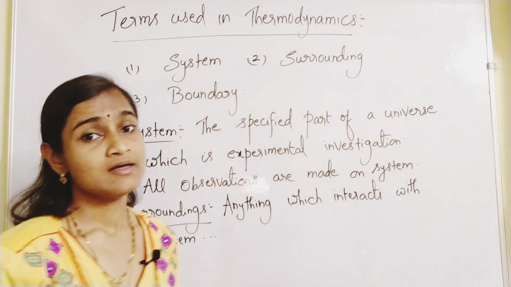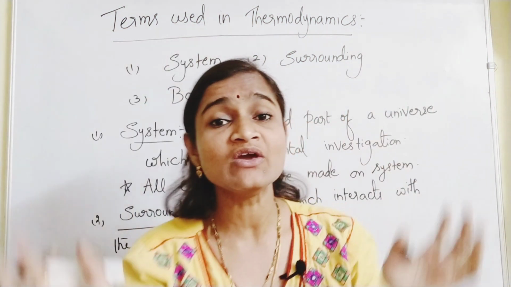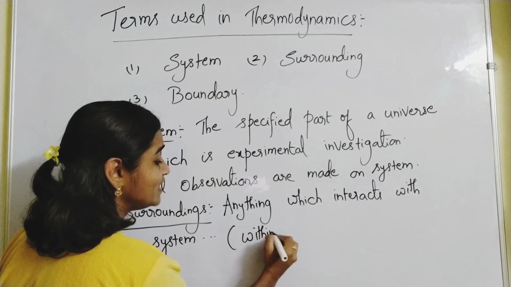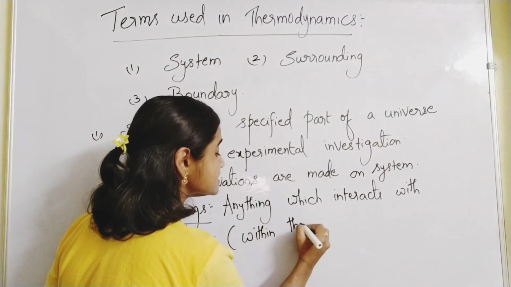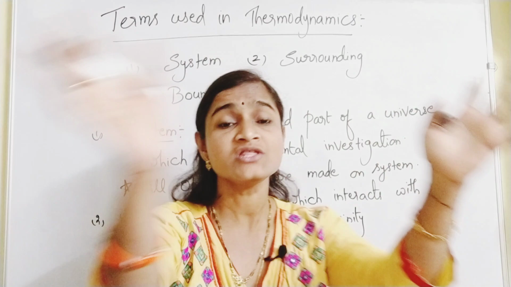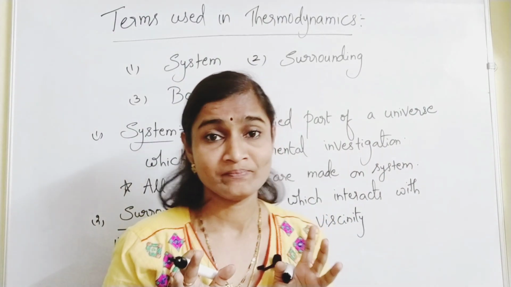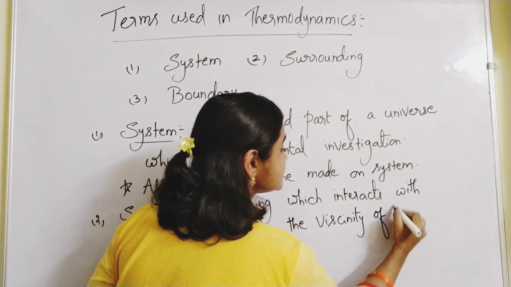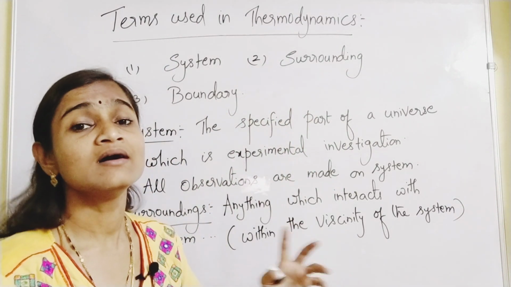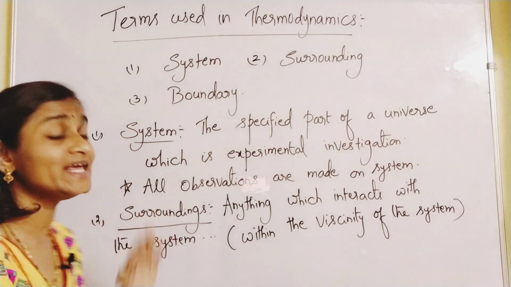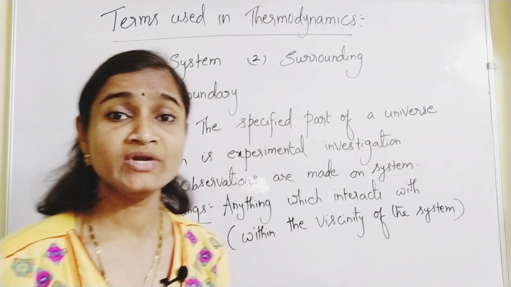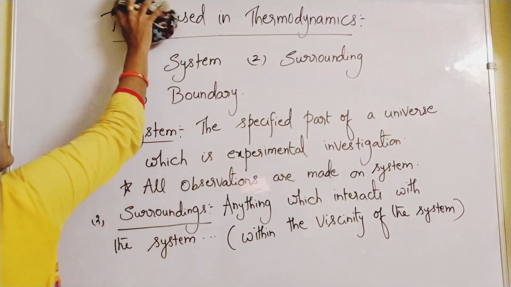Now surroundings means anything within the vicinity of the system, within the reach of the system. You will use the word within the vicinity of the system. What is vicinity? Within the reach. Within your reach, what are your surroundings? You know, right? So within the vicinity of the system, you call it as surroundings. Or within the reach of the system, whatever is there where the system will interact, you call it as surroundings. And the third one is boundary.